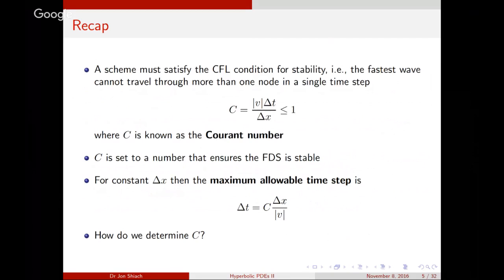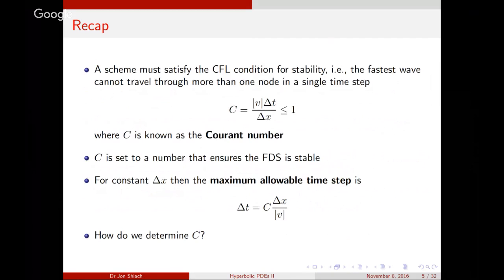Or can it? Okay, so let's say your scheme satisfies the CFL condition. That does not mean your scheme is stable. It has to satisfy the CFL condition, but just because it does, doesn't mean it is stable. So it's what we call a necessary condition, not a sufficient one.